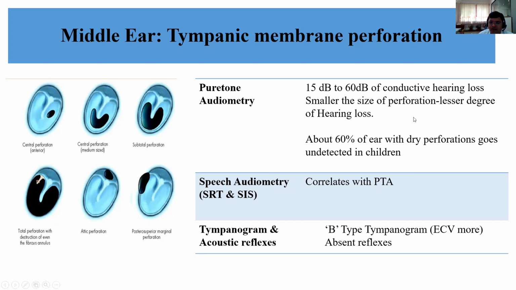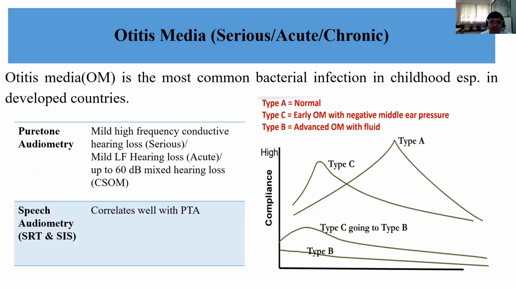Again, this degree of hearing loss correlates well with SRT and SIS when we do speech audiometry. In these cases also, when we do the tympanometry to see the status of the middle ear, most often it shows a B-type tympanogram. But here, the ear canal volume will be more because of perforations. Even the middle ear cavity's volume will be taken into consideration along with the external ear cavity. And if the clinician checks acoustic reflexes, even reflexes will be absent in these cases in the affected ear.